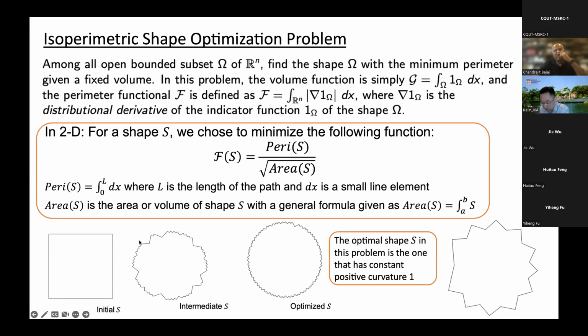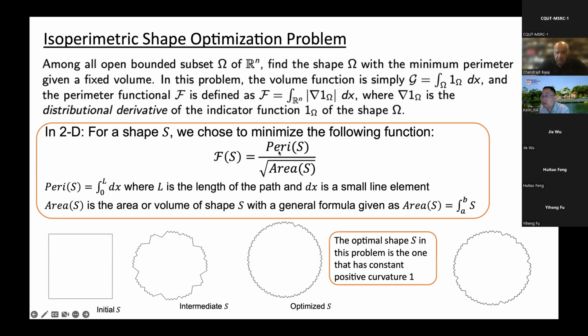So what is the isoperimetric shape optimization problem? It says, among all open subsets omega of R^n, find the shape omega star with the minimum perimeter given a fixed volume. In this problem, the fixed volume is the constraint functional, and the perimeter is the functional that you're trying to optimize.